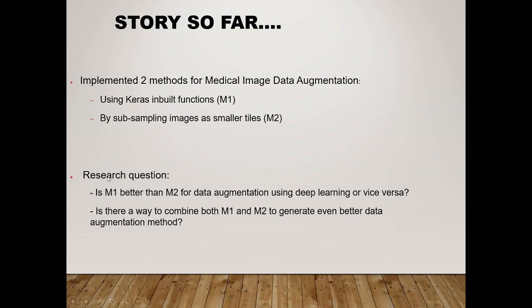Now, in research, you always have to think about it in terms of a hypothesis, and you build experiments around this hypothesis, and then you test it. Is the hypothesis true or false, right? So those are called your research questions. So what are the possible research questions that can crop up based off of the work that we've done so far? The 2 research questions that are very obvious is, first of all, is M1 better than M2 for data augmentation, or is M2 better than M1?